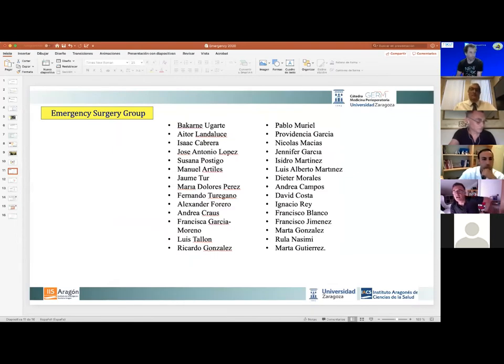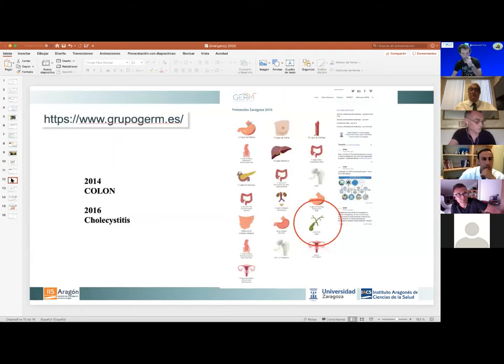So in this slide, I show you all the members. There are 29 people involved in this group, in this subject, working together in order to give us some answer to the question. They published some protocols in 2014 about colon perforation and occlusion, in 2016, cholecystitis, and you can also download this protocol from our website.